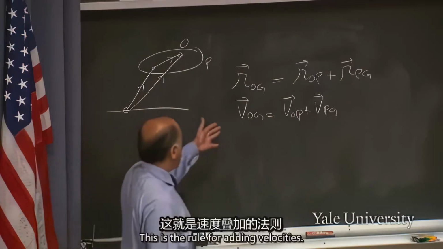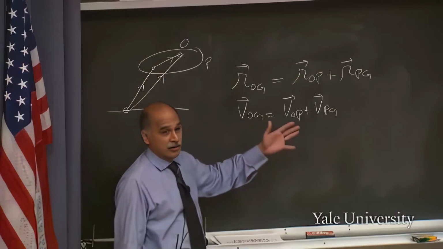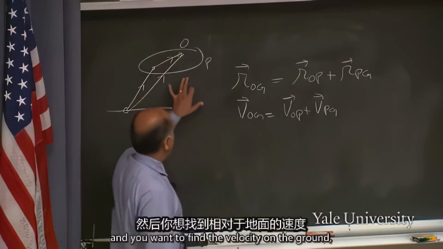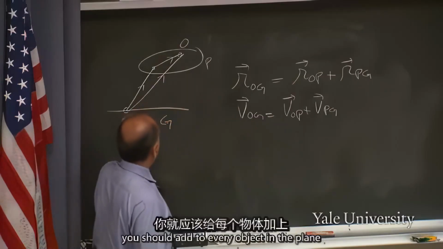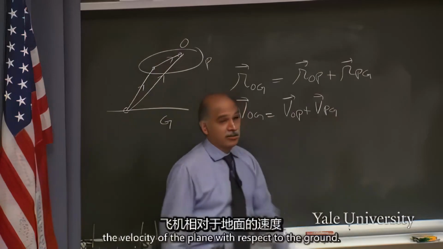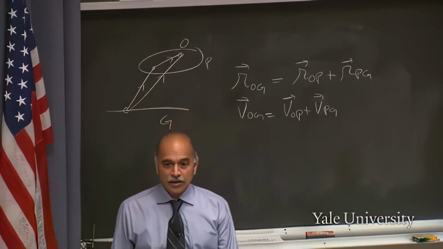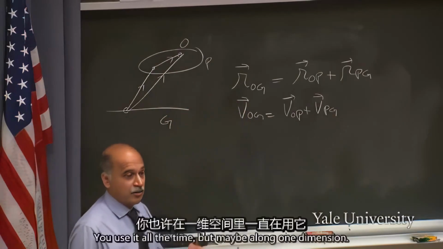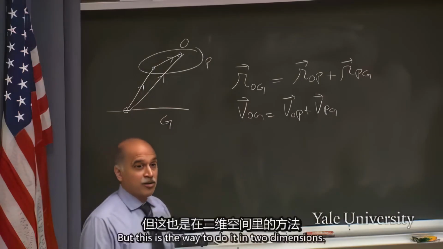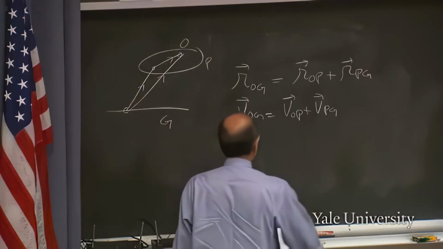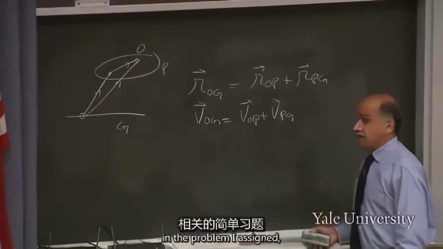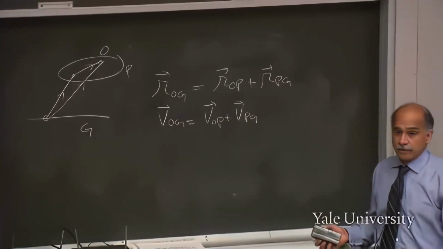And this is the rule for adding velocities. So when you have a velocity in the moving plane frame and you want to find the velocity on the ground, you should add to every object in the plane the velocity of the plane with respect to the ground. That's intuitively clear. You use it all the time, but maybe along one dimension, but this is the way to do it in 2 dimensions. There may be some simple problem involving this in the problem set assigned, so I'm just going over this.